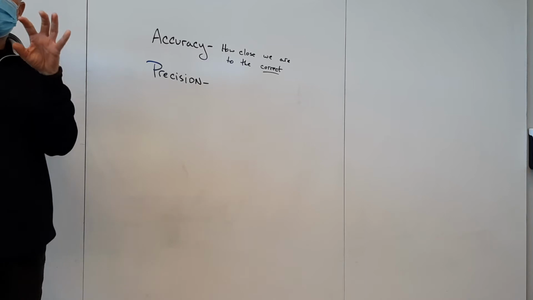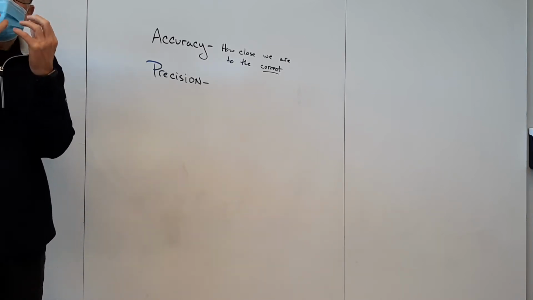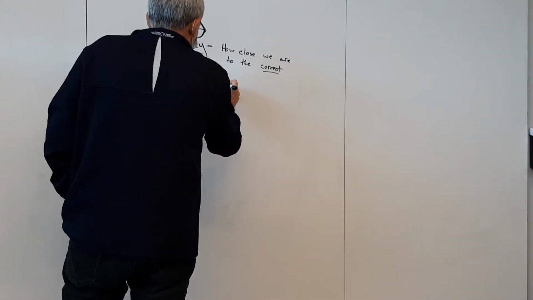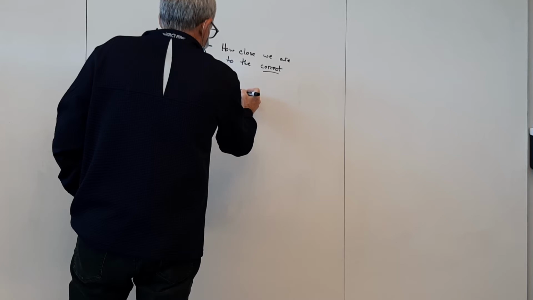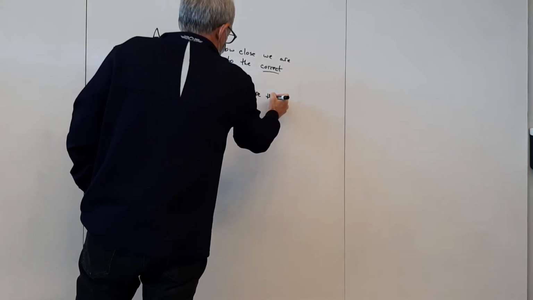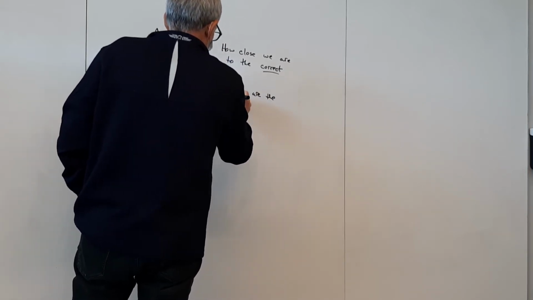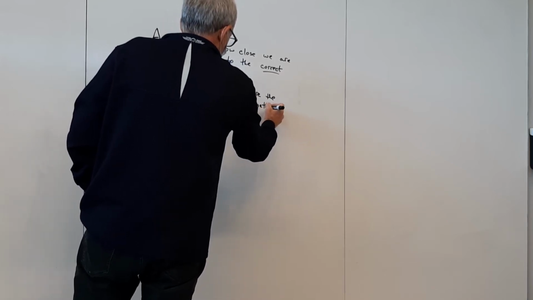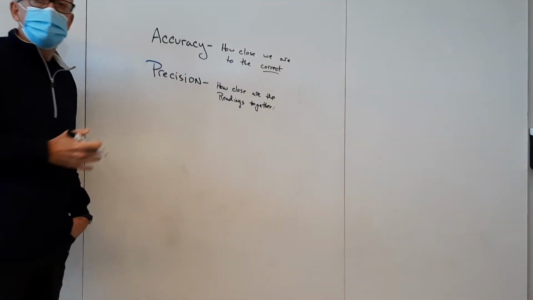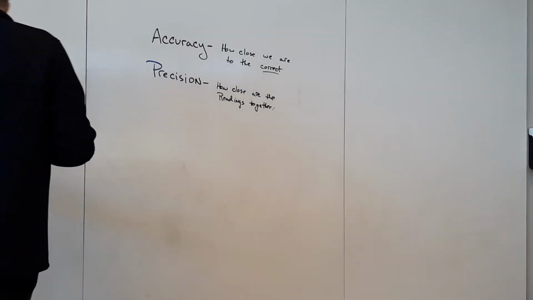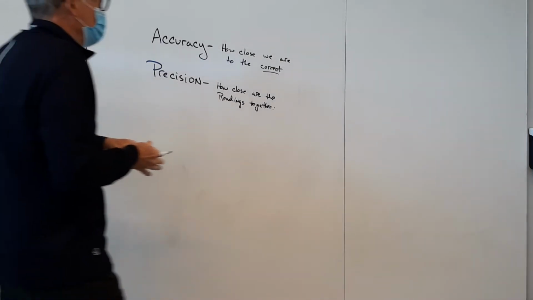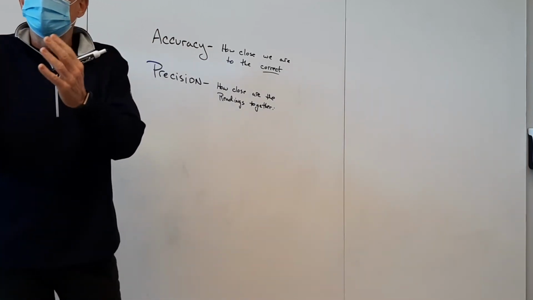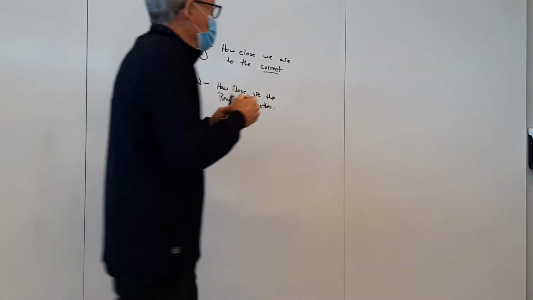Precision is when you have multiple readings. How close are those readings that we're getting together? What do you mean by readings? In other words, your measurements. Measurements is a better term, you can put that in here.